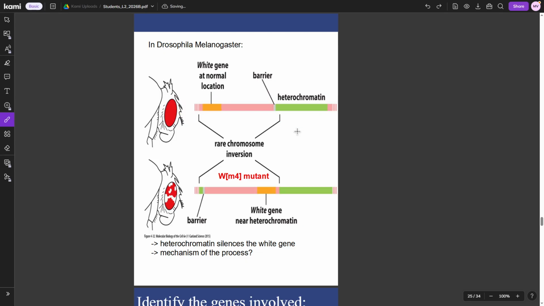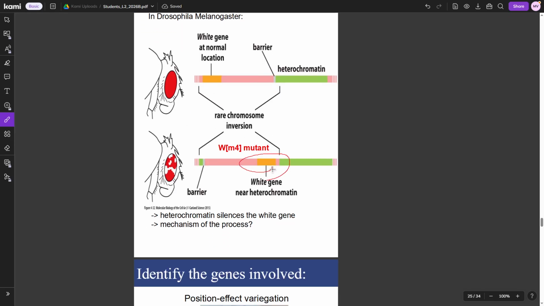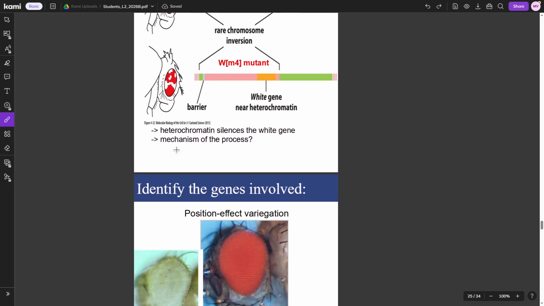But there's a rare inversion that can occur in this mutant where the heterochromatin has a section that's switched, or like a section of the DNA switches. So this part and this part switch. And so now you have the white gene located in a section of heterochromatin or very close to it. And because of that, the white gene doesn't get expressed, and so therefore the white gene doesn't repress the formation of white ommatidia, and so you get a white fly eye.